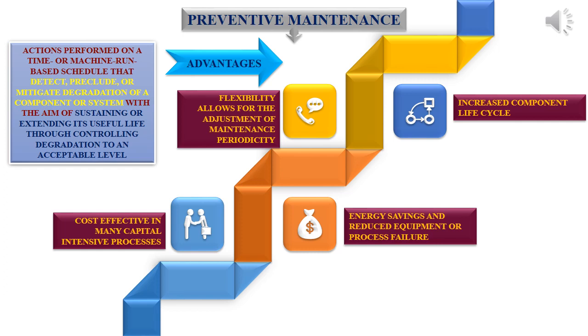Next we'll see preventive maintenance. It is used in actions performed on a time or mission run based schedule that detect, preclude or mitigate degradation of a component or system with the aim of sustaining or extending its useful life through controlling degradation to an acceptable level. This is what preventive maintenance is.